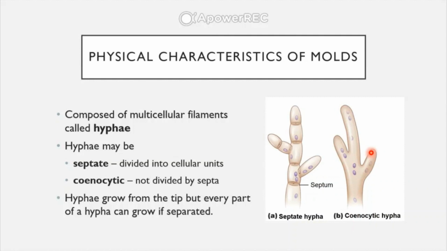Hyphae grow from the tip, but every part of the hypha can grow if separated. So if you were to break off a piece of this hyphae, the new piece could grow as well as what was remaining.